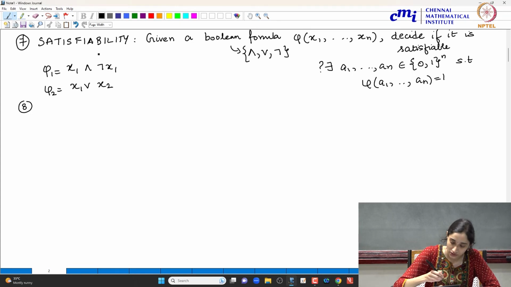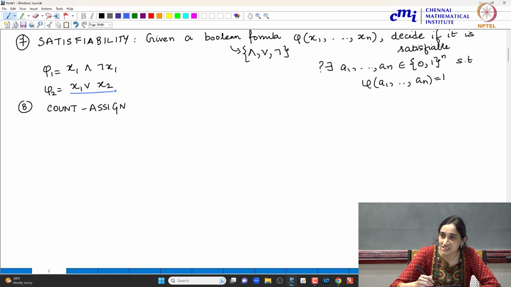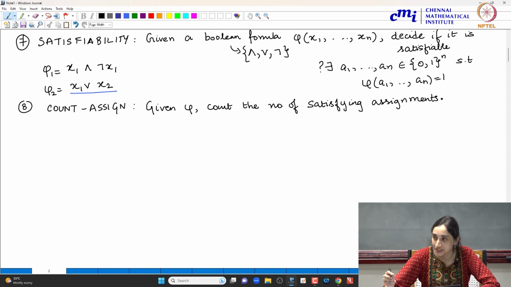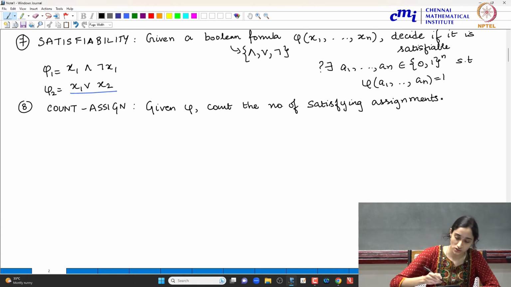So here is a slightly different question of the same flavor. If I actually look at this formula, there are several assignments that satisfy this formula, right? 1, 0, 0, 1, 1, 1, all of them, except one of them. Now I want you to count the number of such assignments. So it's the same thing. Given phi, count the number of satisfying assignments. If the Boolean formula is on n variables, how many such assignments can there be? 2 power n, right? So the maximum value is 2 power n.